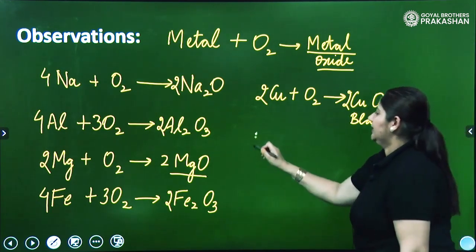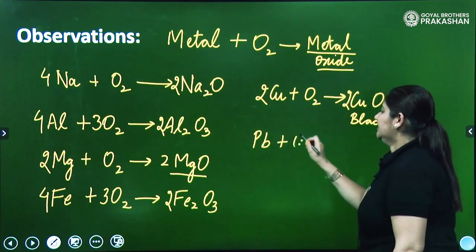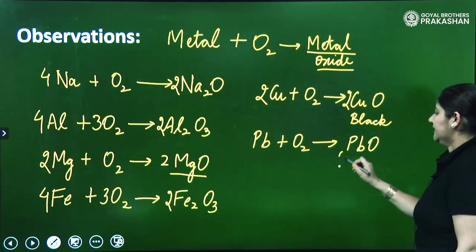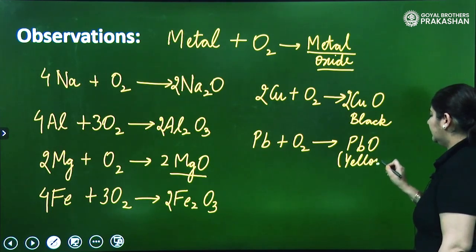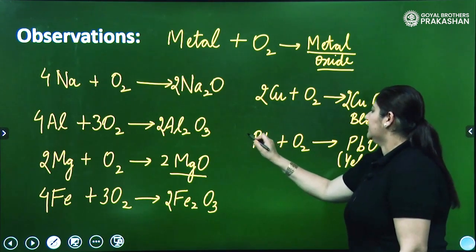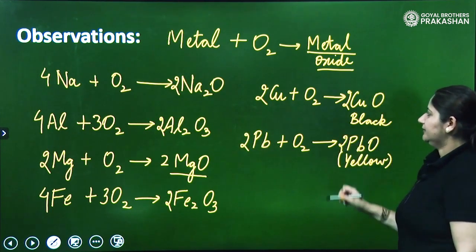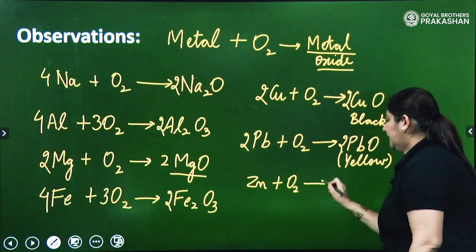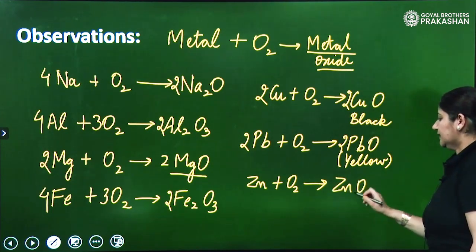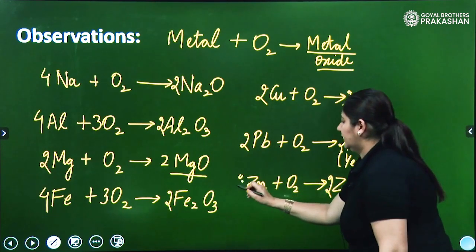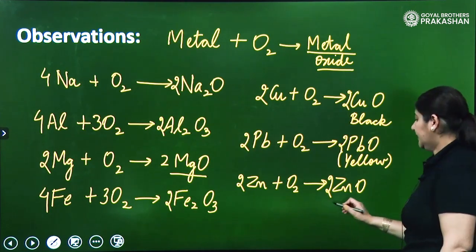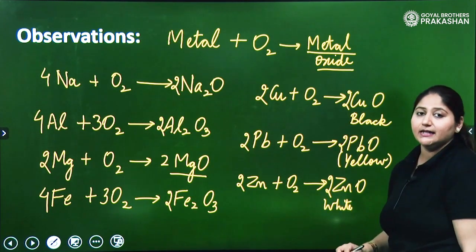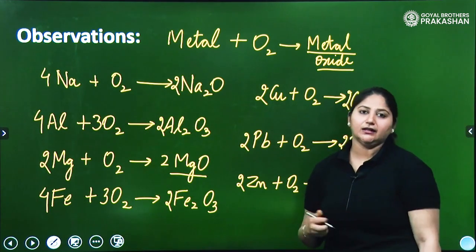Then let's talk about lead. When lead is heated or burnt in the presence of oxygen, it forms lead oxide. It is yellow in color, right? So let's balance it. Done. And similarly, when zinc reacts with oxygen, it forms zinc oxide. Let's balance it. Done. Children, zinc oxide is white in color, but on heating continuously, it turns yellowish.